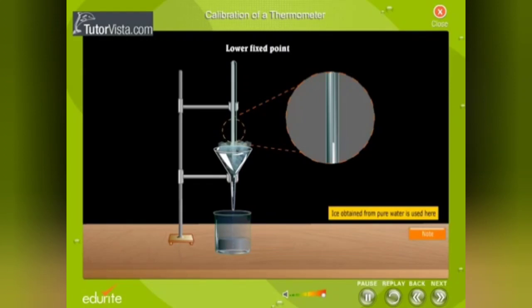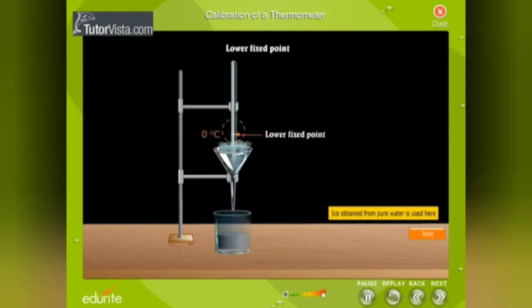After some time, the mercury stops contracting and the mercury meniscus remains stationary. This indicates that the ice is melting. The position of the meniscus is marked on the stem of the thermometer with the help of a file, and that point is marked as 0 degrees Celsius. This position gives the lower fixed point or ice point.